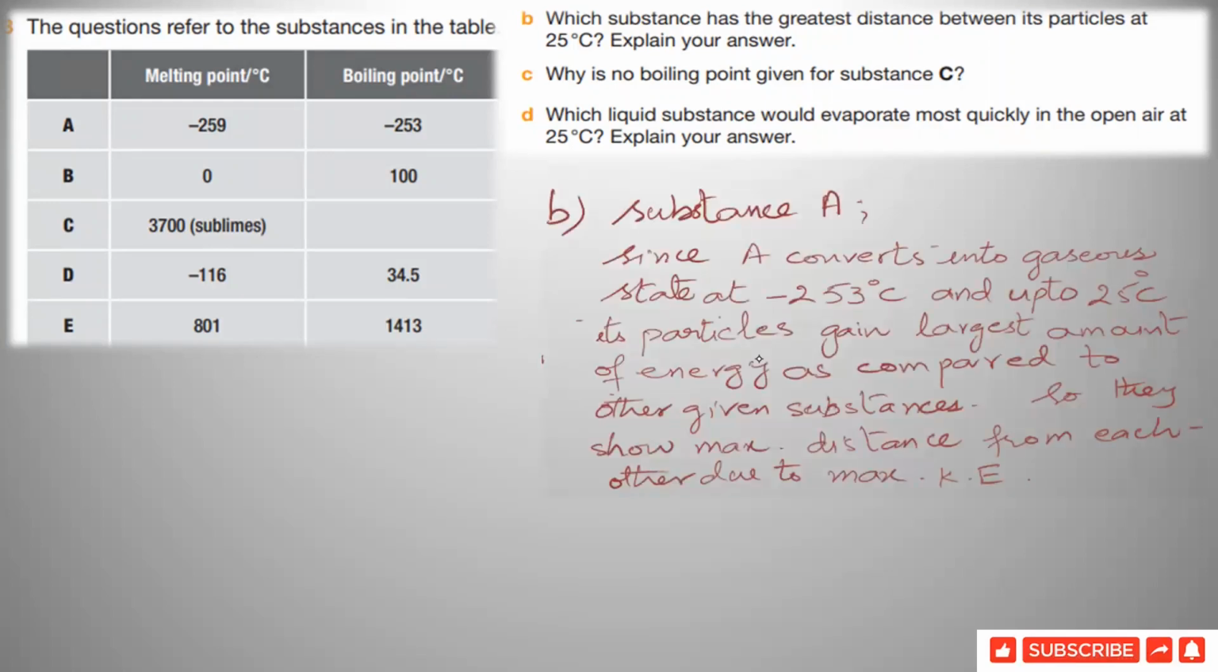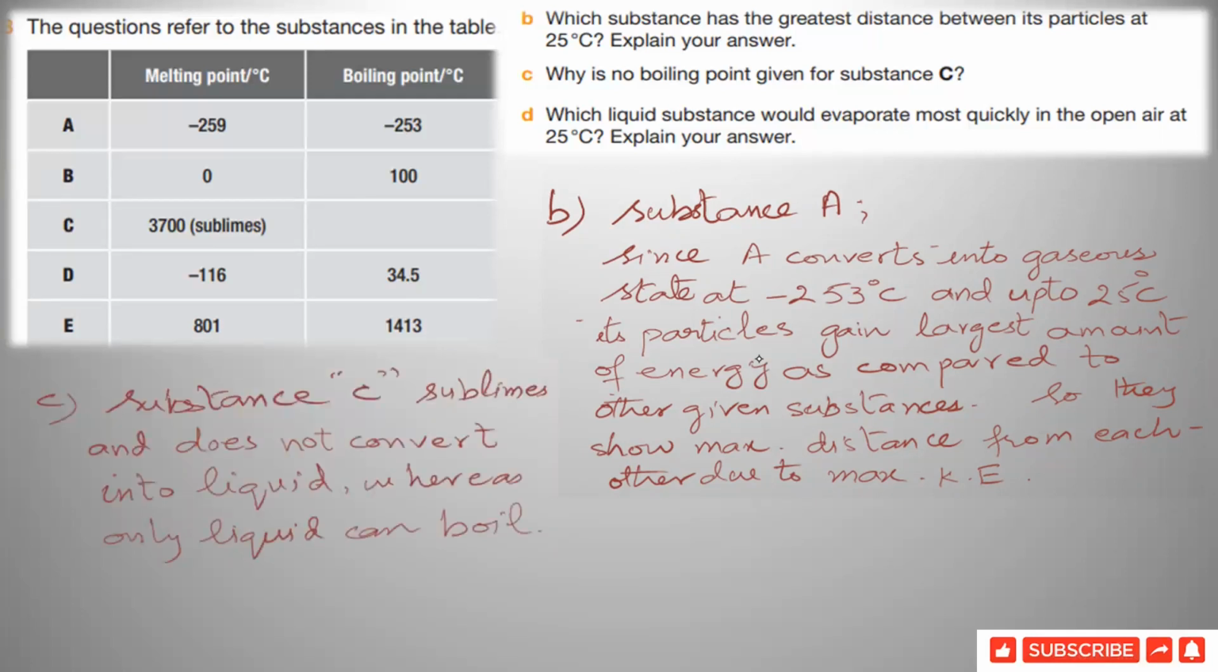Substance A is the answer, since A converts into gaseous state at negative 253 degrees Celsius and up to 25 degrees Celsius its particles gain the largest amount of energy as compared to other given substances. So they show maximum distance from each other due to the maximum kinetic energy they gain. C part. Why is no boiling point given for substance C? Substance C sublimes and does not convert into liquid, whereas only liquid can boil. That's why it doesn't get boiled.